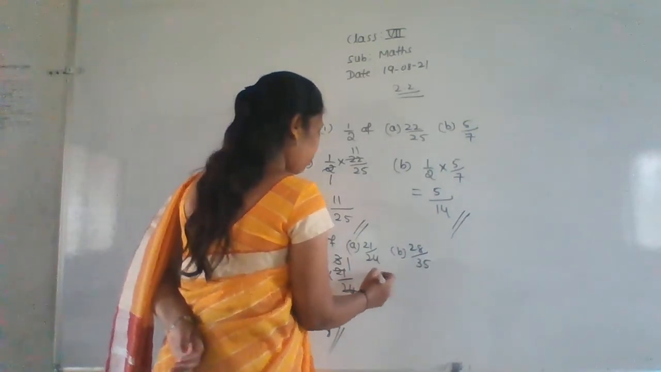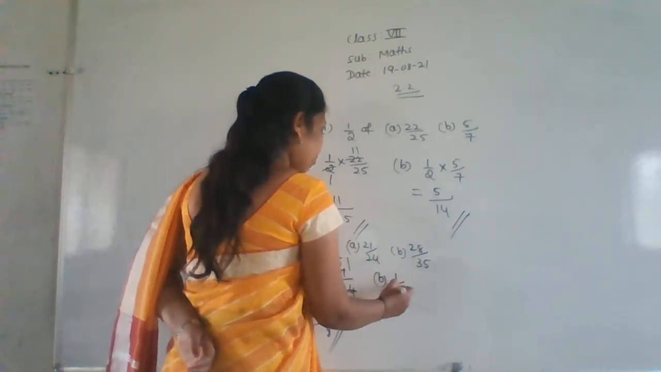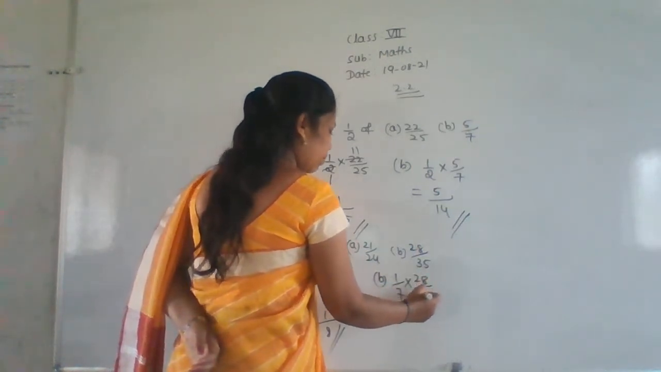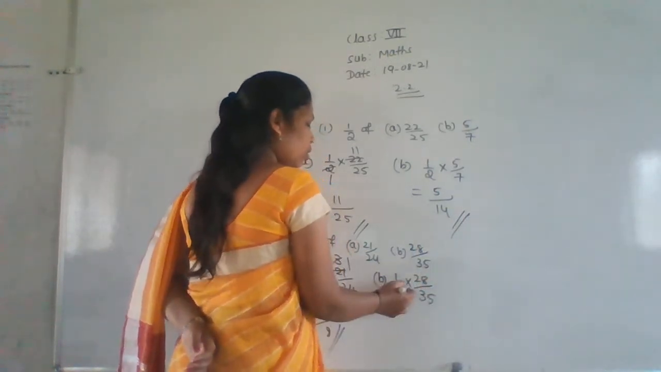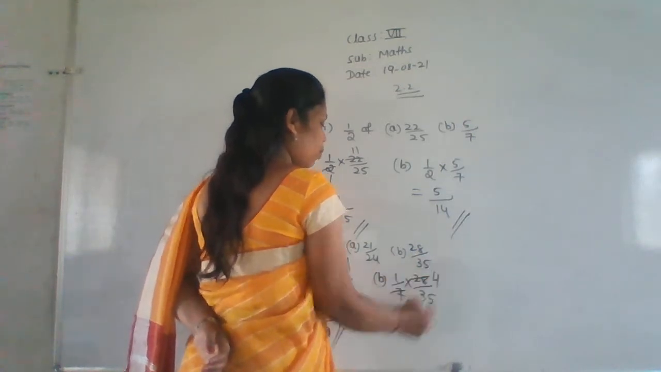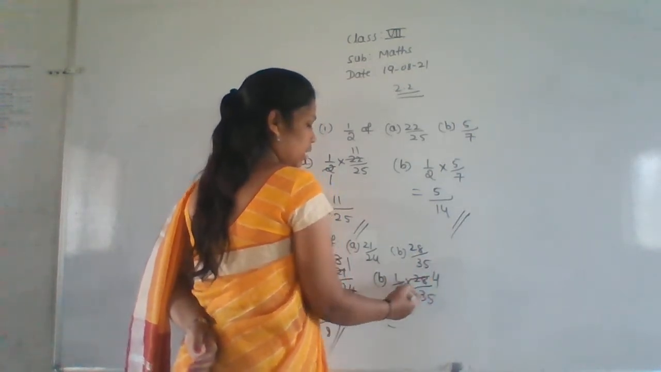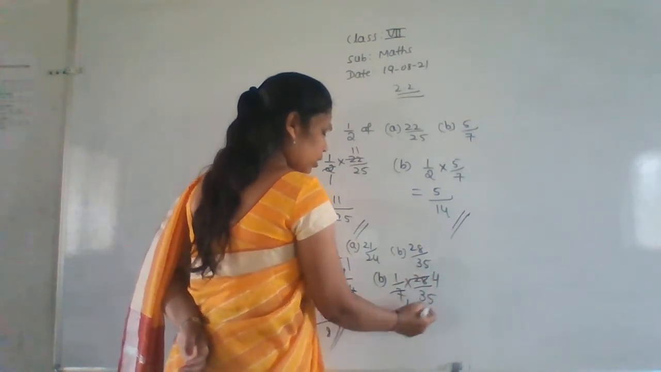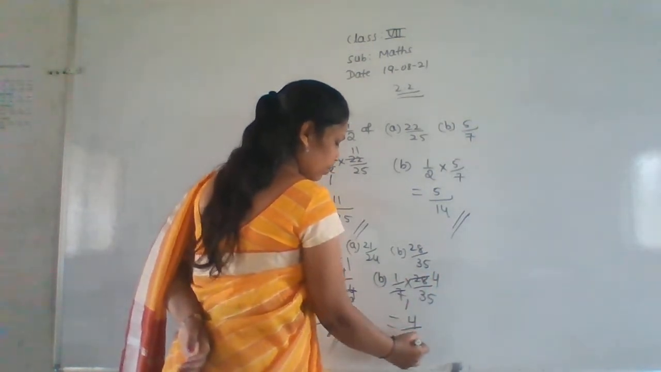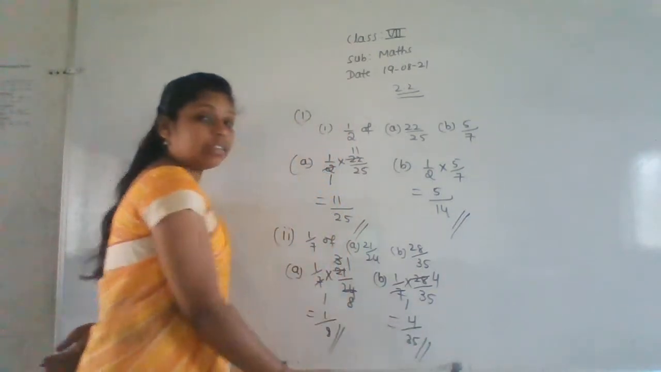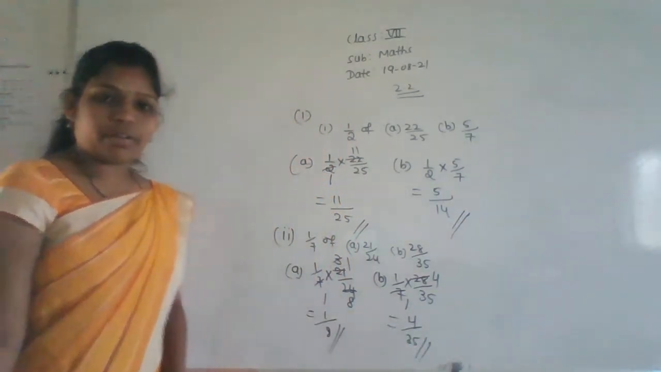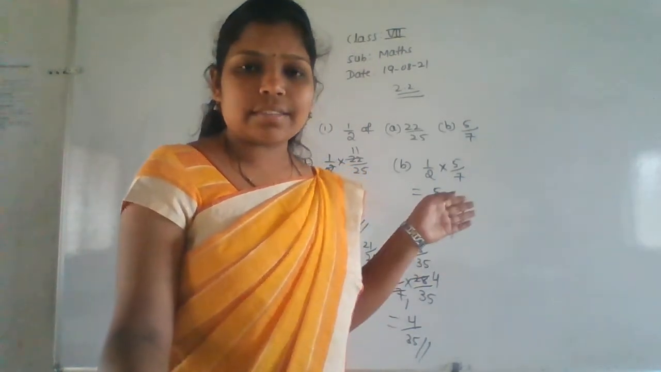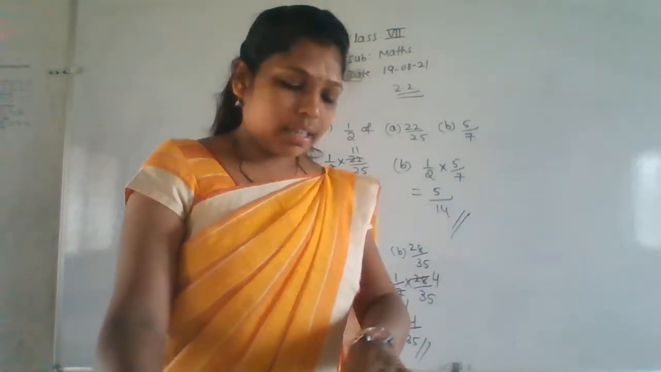Next do the B one. What is the B one here? 1 by 7 of means again multiplication, here 28 by 35, right? So 7 ones are 7, 7 fours are 28. Next, is there any cancellation? No. Now 4 ones are 4, 35 ones are 35. So what is the answer? 4 by 35 is the answer. Okay, like that we have to do the problems, same as in 2.1. Okay, next.